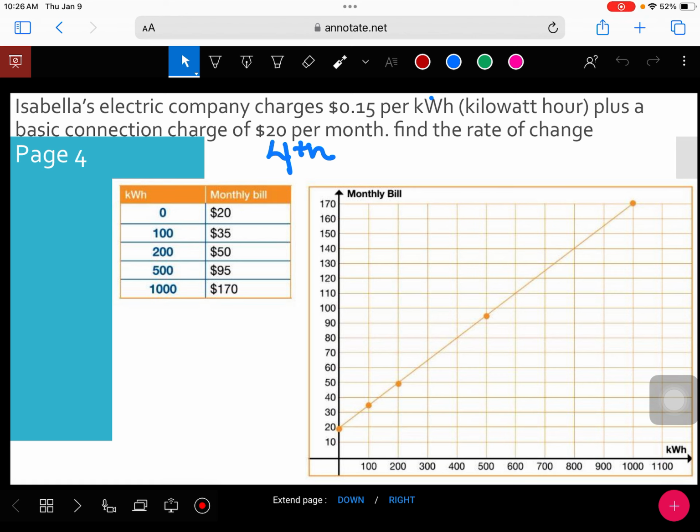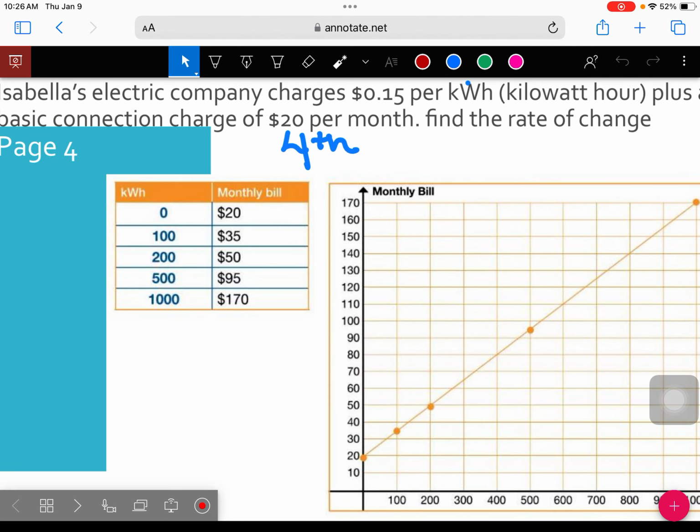Page 4. It says Isabella's Electric Company charges 15 cents per kilowatt hour plus a basic connection charge of $20 per month. Everybody should have their book open to page 4. Find the rate of change. What the heck is rate of change?